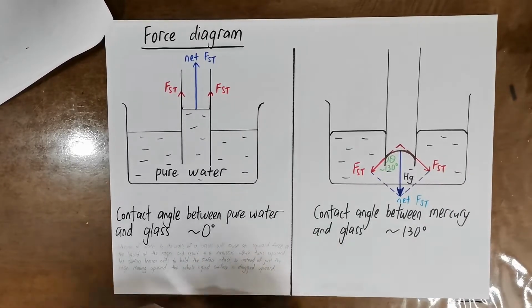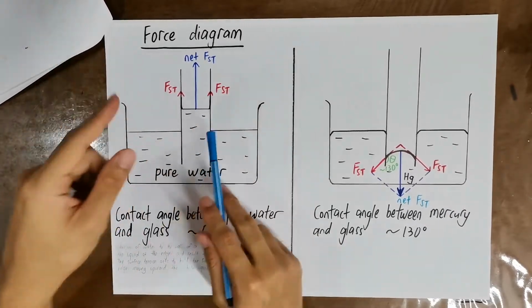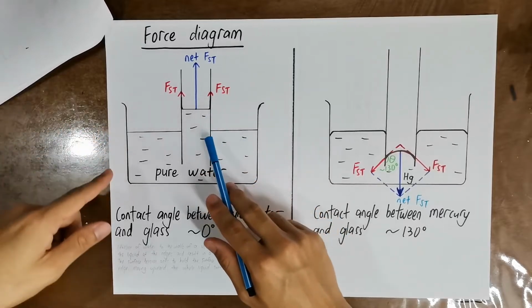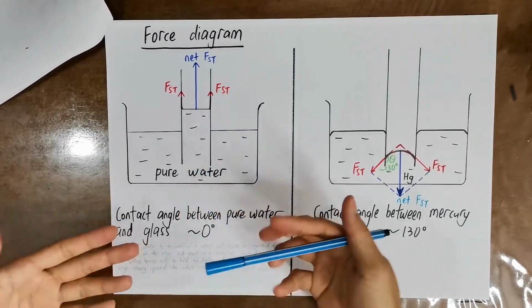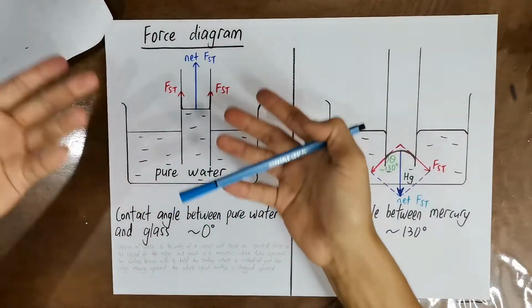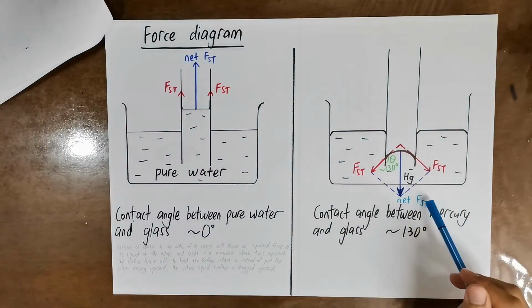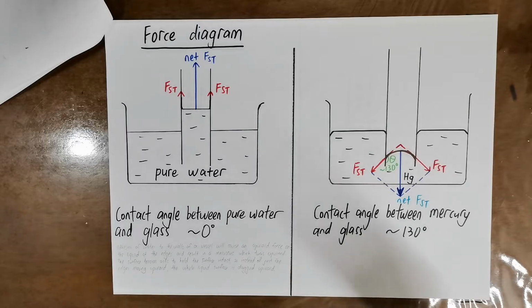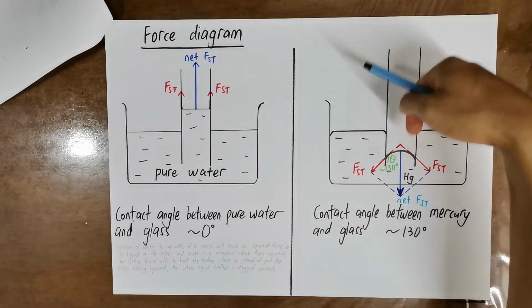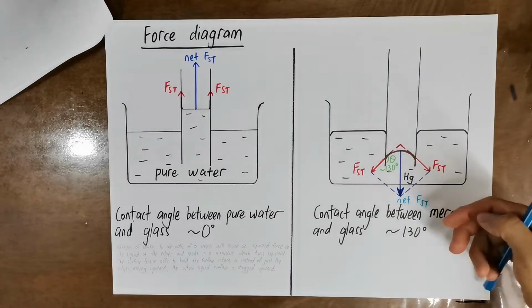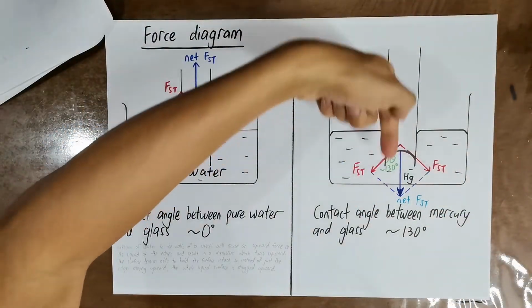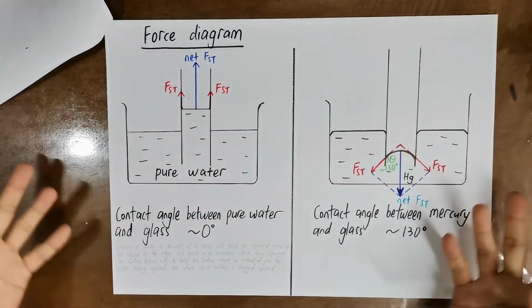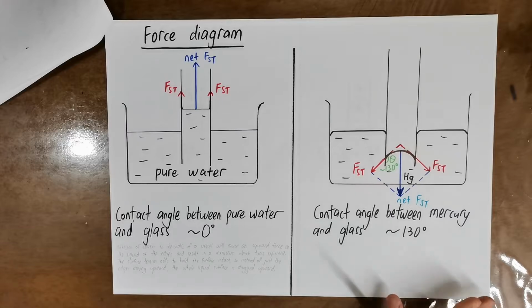When the net surface tension force is upward, the force will bring the water up. They will raise the water. And when the net surface tension force is downward, they will suppress the mercury to a lower level, and we call these capillary actions.